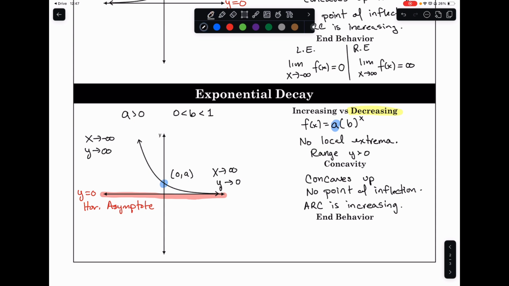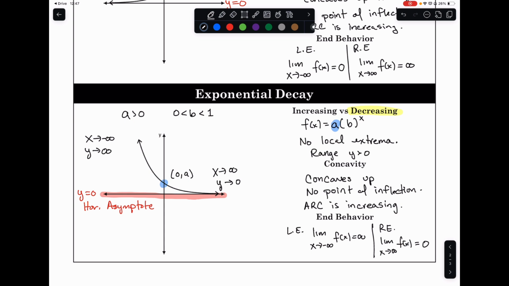So using limit notation, the left end limit notation would be that the limit as x approaches negative infinity of f of x equals infinity, and the right end is described by saying that the limit of f of x as x approaches positive infinity equals the horizontal asymptote of 0. So it just simply gets switched around.